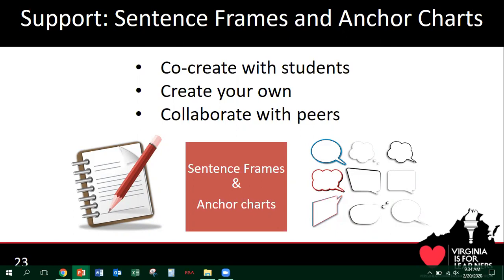You can collaborate with your grade level or content specific peers on compare and contrast, where somebody takes one text, somebody else takes another text, and then you are bringing those together. So an opportunity for collaboration.